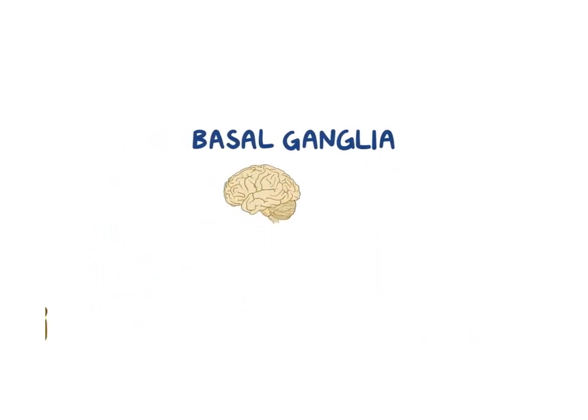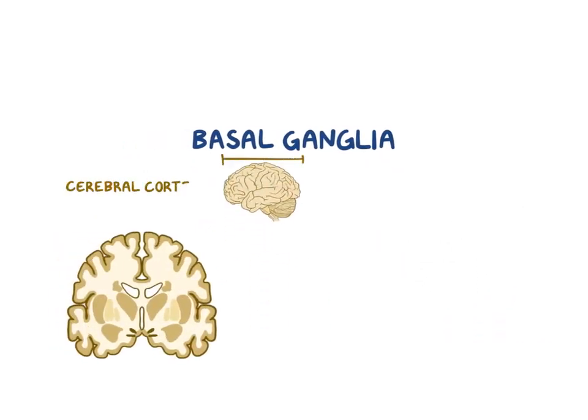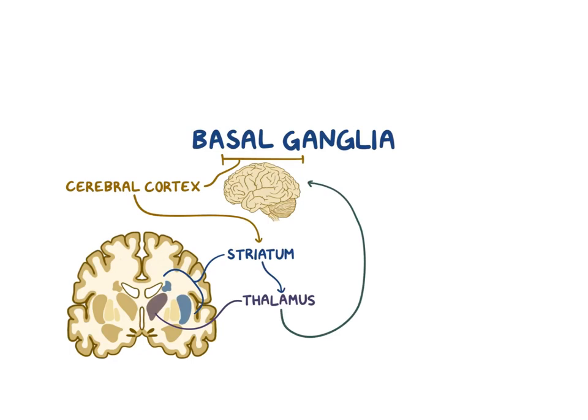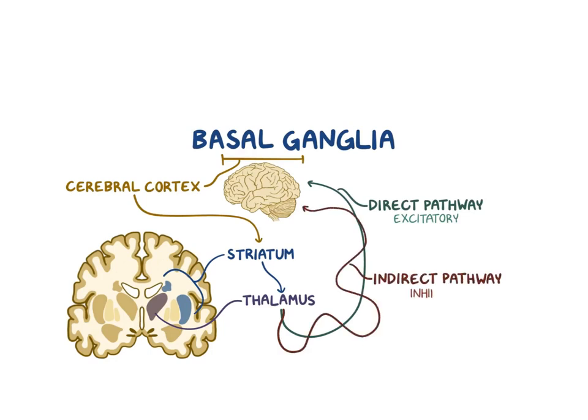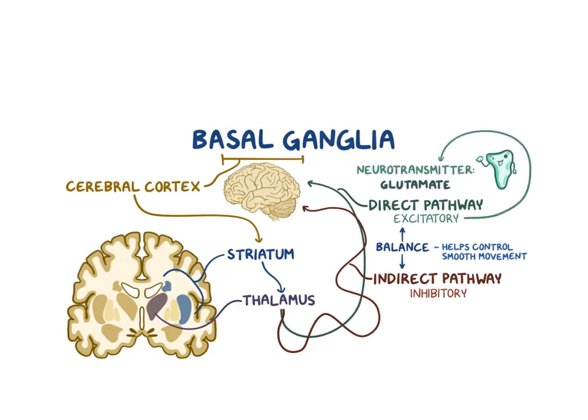For the basal ganglia to work, nearly the entire cerebral cortex projects onto the striatum. The striatum then projects onto the thalamus, and from there neurons head back to the cerebral cortex through two pathways, the direct pathway, which is excitatory, and the indirect pathway, which is inhibitory. So the direct pathway and indirect pathway have to be carefully balanced to control smooth movement. Now, there are two main neurotransmitters involved in these pathways, the excitatory neurotransmitter glutamate and the inhibitory neurotransmitter GABA.